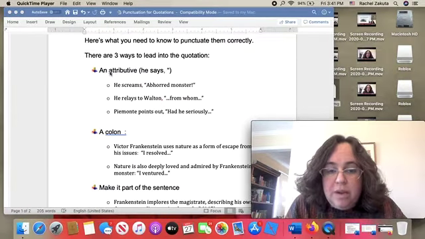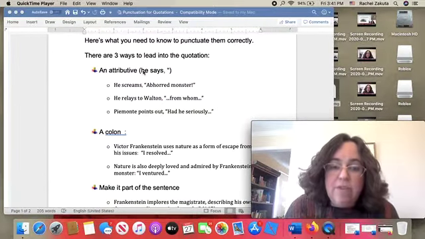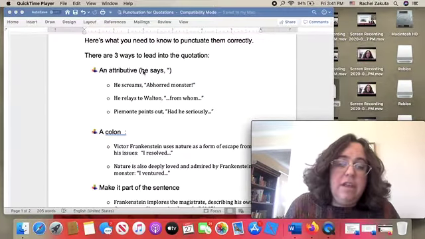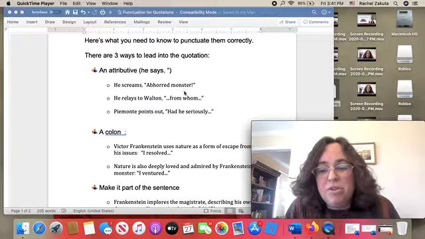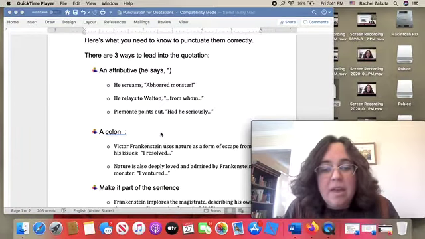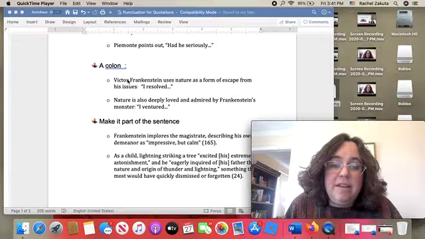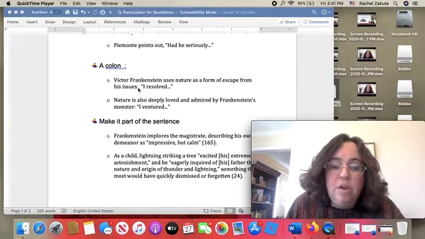The first one is you use an attributive. An attributive is any verb that's like a said verb, okay? So he screams, she writes, she mentions, he points out, okay? After an attributive, you use a comma, and you guys pretty much know the rest, okay? One way you might not know is if you don't have any kind of said verb, you can join the quotation to the sentence before using a colon.